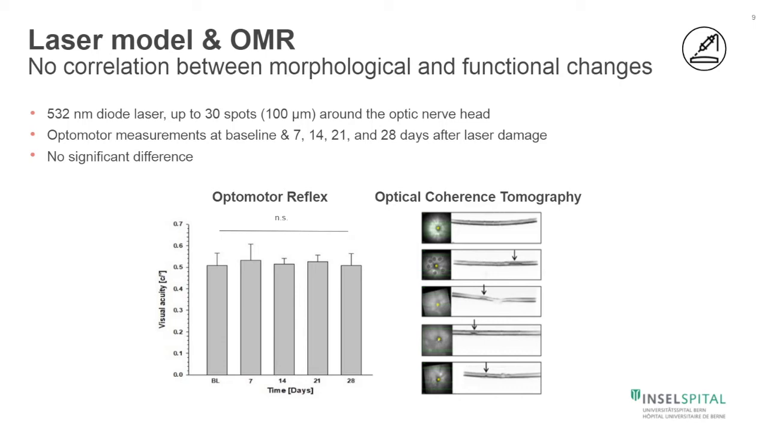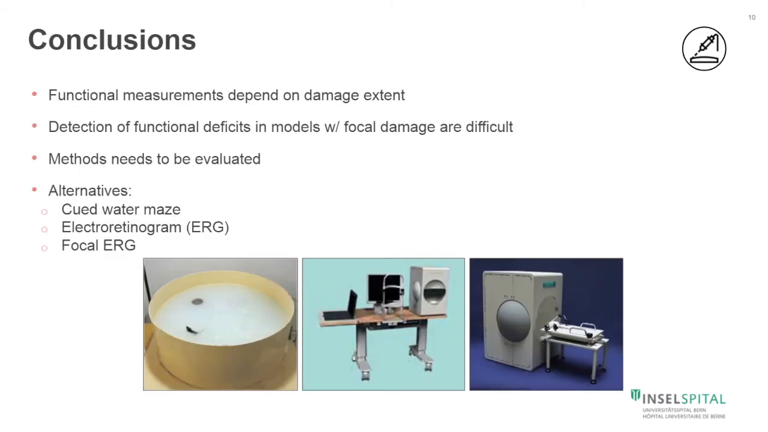And what you can see here is that even after 28 days, there is no significant change of the visual acuity in the laser-treated animals. But in the OCT images, you can clearly see at every investigated time point a glial scar, which is still visible at day 28. So hereby, you see that there is no correlation between the morphological change and the visual function.